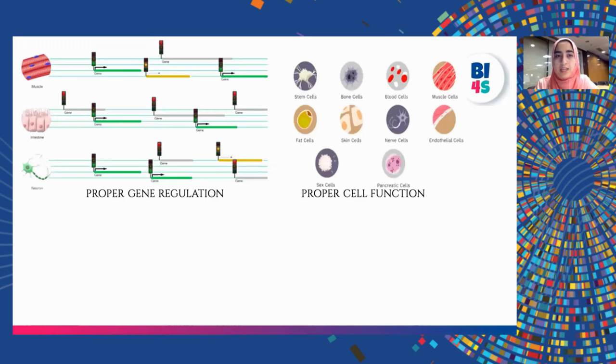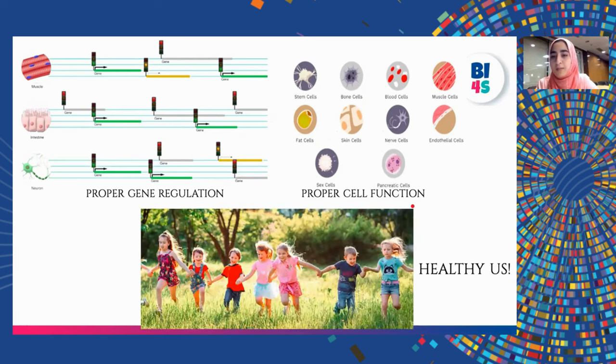For each cell, there is a particular set of genes that are kept active. For example, in muscle cells, one set of genes will be active. In intestinal cells, another set of genes will be active. And this specific set of genes that are active within a cell gives the specific function, the specific characteristic, to the cell. So it is the expression of the genes that makes the cell who they are. For example, they make what bone cells will be. This gene expression will make what skin cells are going to be. So proper gene regulation results in proper cell function. And when every cell functions properly, we can be healthy and happy.